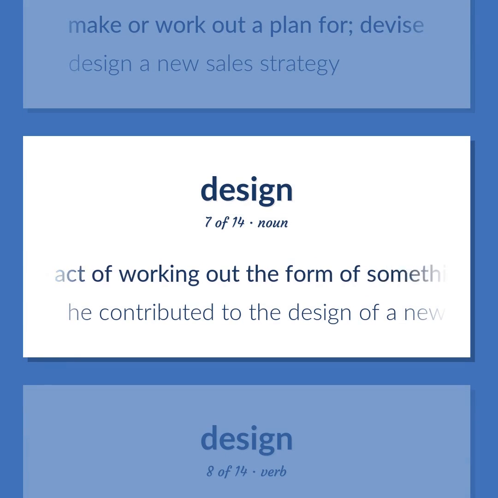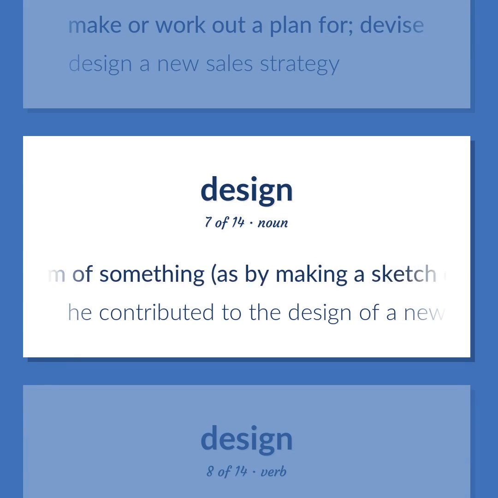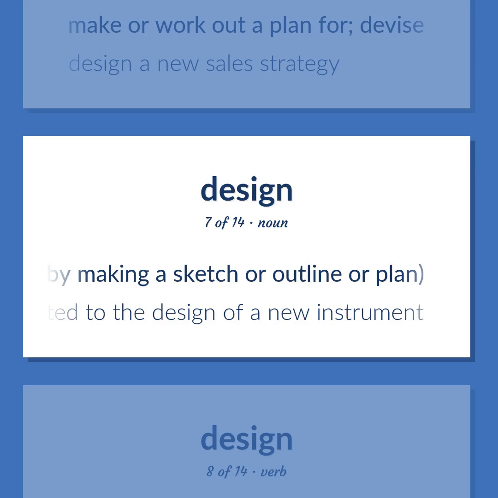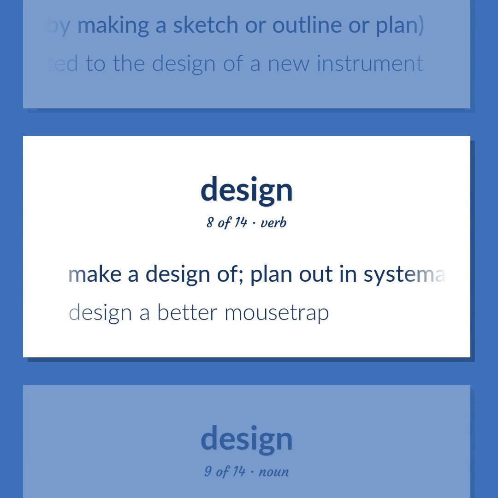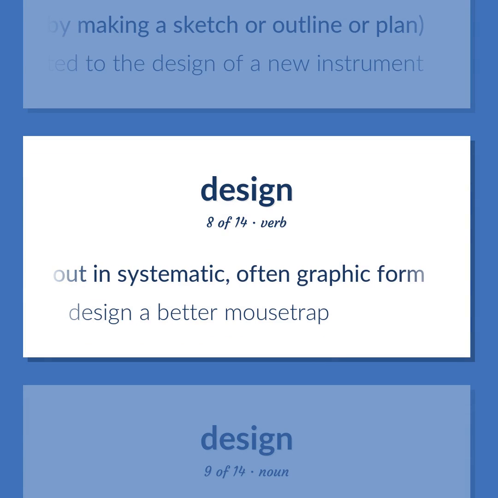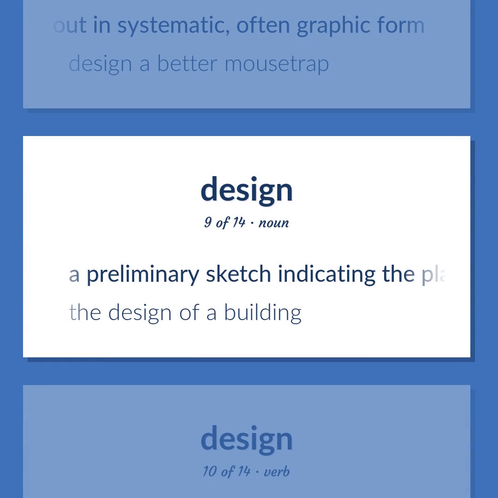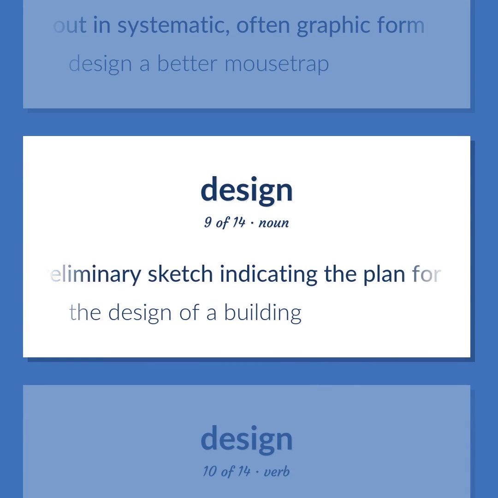The act of working out the form of something, as by making a sketch or outline or plan. He contributed to the design of a new instrument. Make a design of. Plan out in systematic, often graphic form. Design a better mousetrap. A preliminary sketch indicating the plan for something. The design of a building.